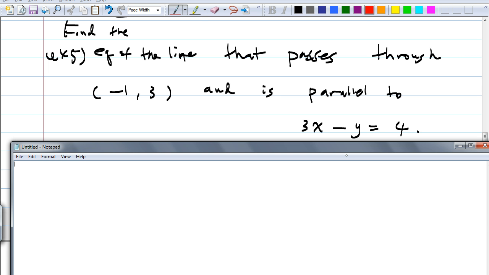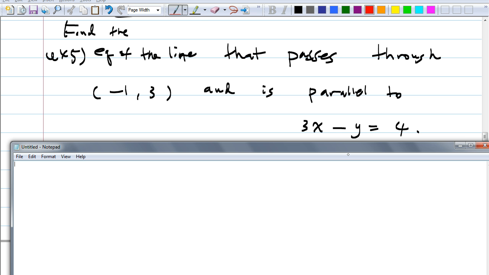This is the way they kind of get creative here. They want you to find the equation of the line that passes through (-1, 3) and is parallel to 3x - y = 4. But it's not that hard to figure out. Go ahead and write this down and think about what they're really doing. This is a creative way of giving you these kinds of problems. What do you think they're trying to do here?